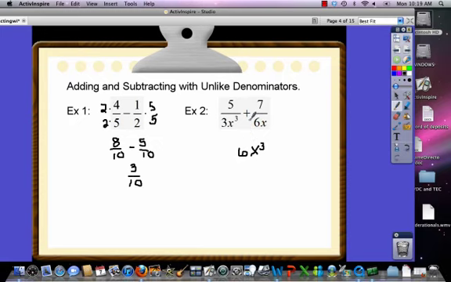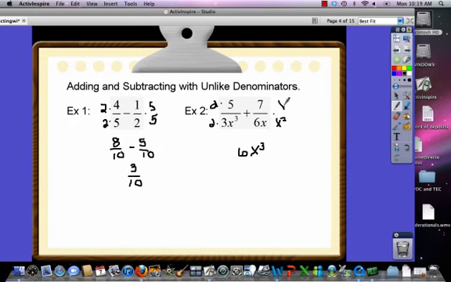And so now I got to figure out, what do I have to do to 3x cubed to make it 6x cubed? I have to multiply both sides by 2. Both sides, top and bottom, by 2. Over here, I got to say, well, what do I have to do to 6x to get it to be 6x cubed? I've got to multiply it by x squared. I need 2 more x's.